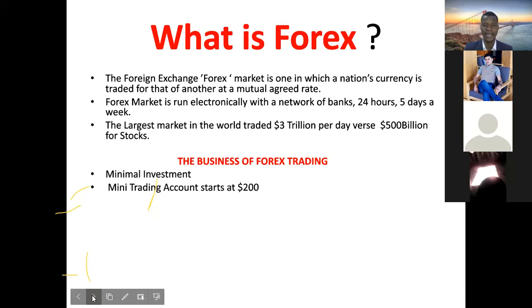So, with a mini account of $200 and small lot sizes, you can start the business of Forex with $200. Then, minimal time commitment. You don't have to spend the whole time. You can be working or doing other things and also do your trading as a Forex trader. So you can commit some part of your time.